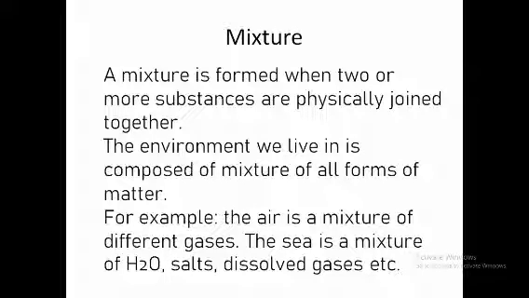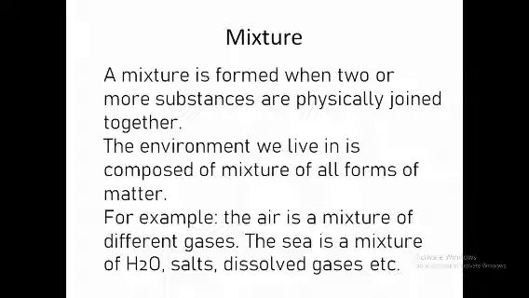The environment we live in is composed of mixtures of all forms of matter. For example, the air is a mixture of different gases. The earth is a mixture of soil, rocks, minerals, living organisms, plants, and animals. The sea is a mixture of water, salt, dissolved gases, and so on. Components of a mixture may be elements or compounds. So we could have an element as a component of a mixture, or different compounds mixed together to form mixtures.